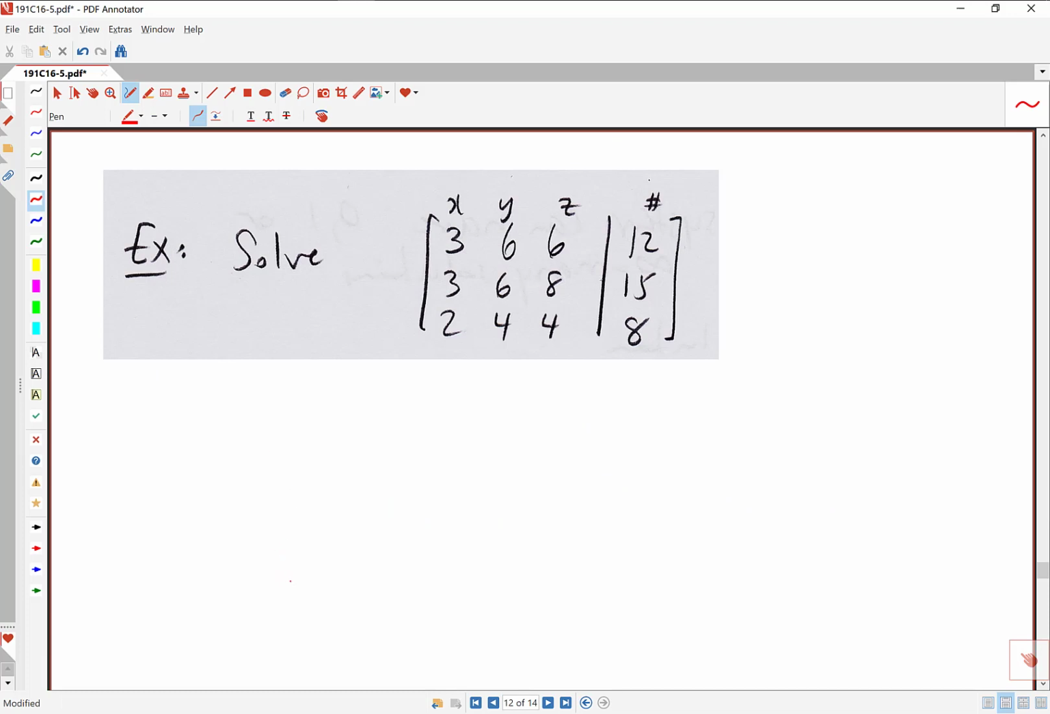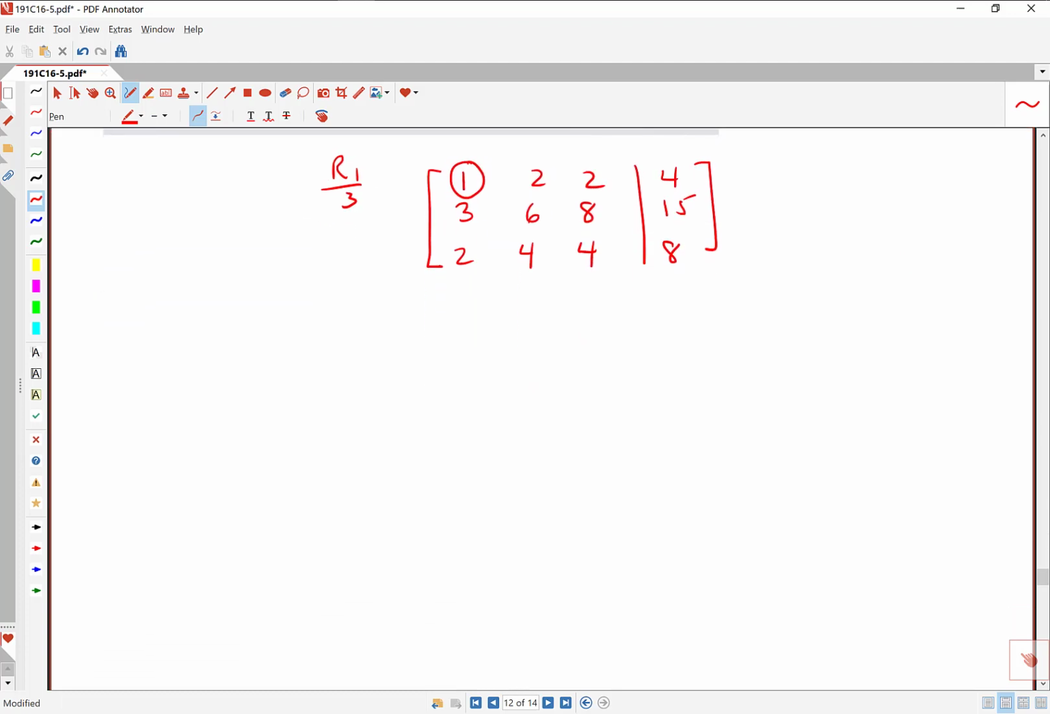So we're going to solve this system using Gauss-Jordan elimination. First thing we want to do is create a 1 in the upper left. So let's do that by taking row 1 divided by 3. That'll give us 1, 2, 2, 4. And we'll just recopy our other 2 rows. So now that we've got that 1, we can clean up the rest of column 1 by going current row minus the number that you're trying to eliminate times your pivot row. So we'll do row 2 minus 3 row 1 and also row 3 minus 2 row 1.